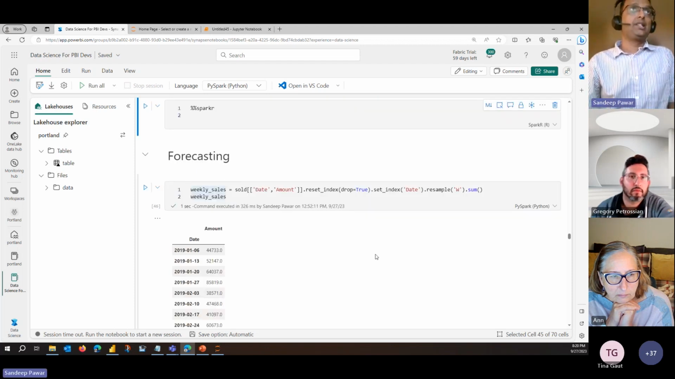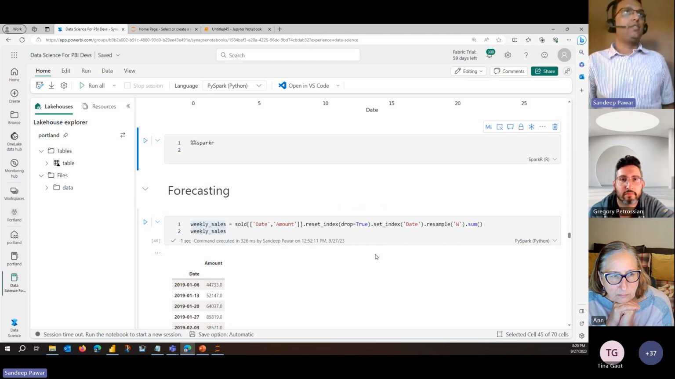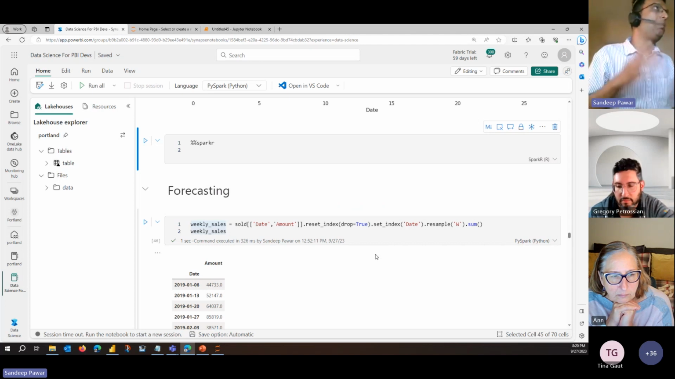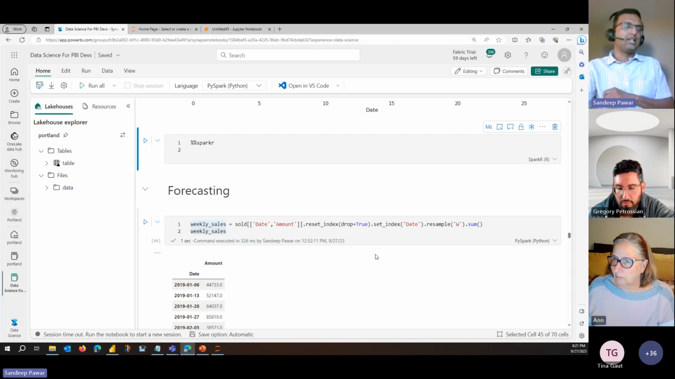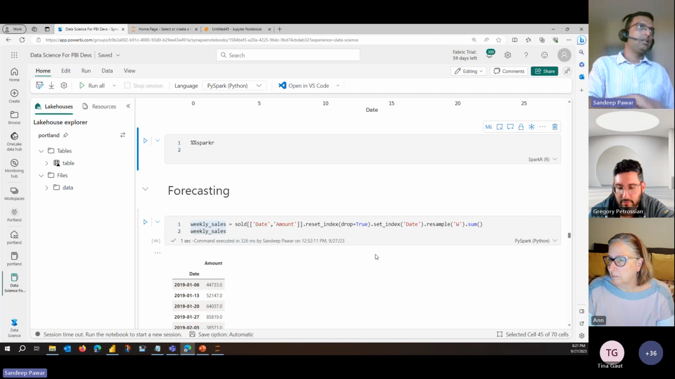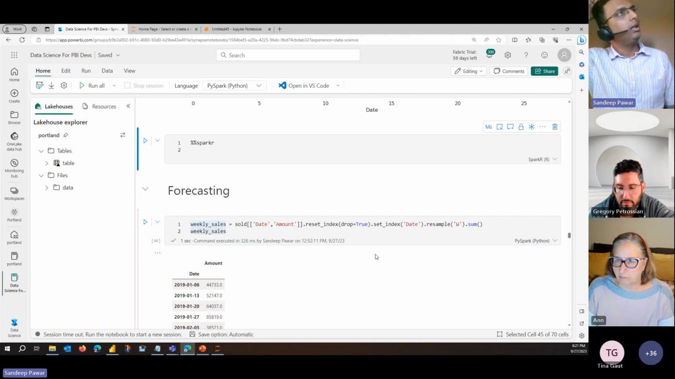forecasting is a great example of that. Compared to Python, R has a very rich ecosystem of forecasting tools and libraries. So you would do your entire analysis in Python, then switch over to R to do your forecasting, get those results, go back to Python, and then save all your data to OneLake.